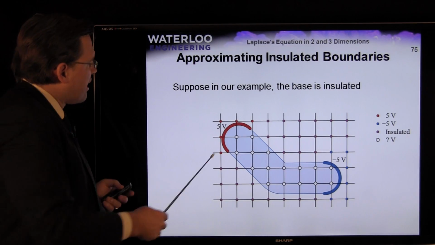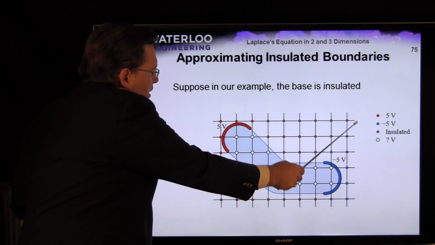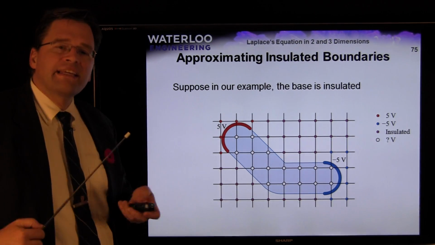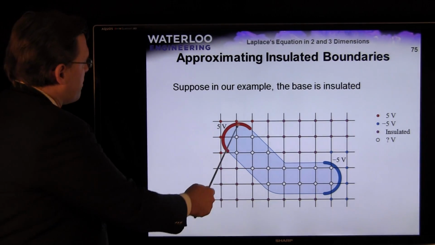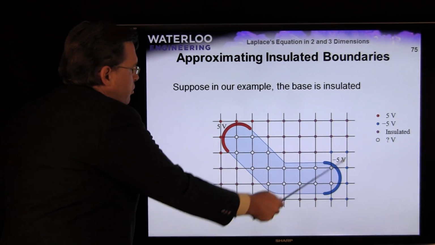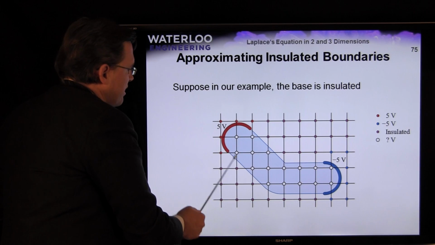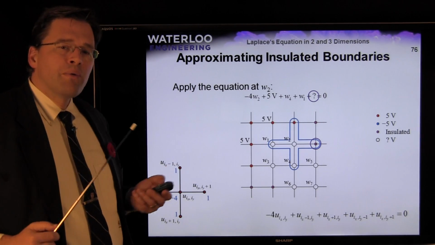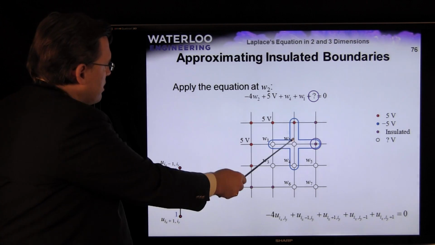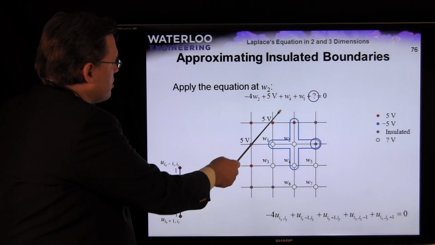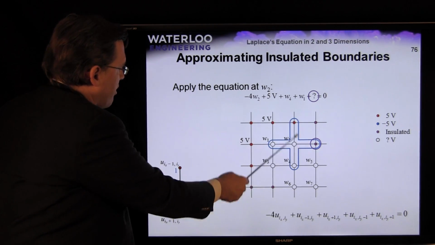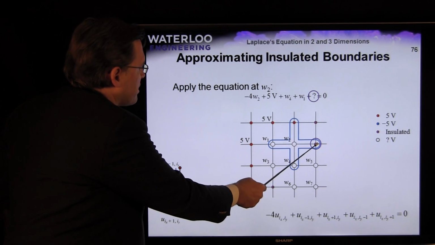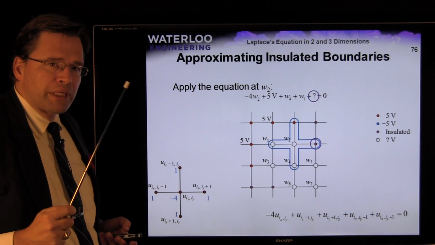So let's say instead of having these points in purple being 0 volts, let's say that they're insulated. So now we have 5 volts here, negative 5 volts, everything else is insulated. What is the electric potential on the interior? Well, let's take a look at this point here. Negative 4 times W2 plus W5, 5 volts, plus W4 plus 1. Oh, wait a second. That's the insulated point.